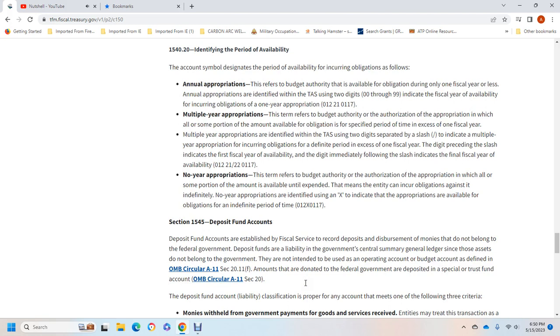with the record deposit and the disbursement of monies that do not belong to the federal government. Deposit for liability with the government, central summary, general ledger, since the assessments do not belong to the government. They are not classified as either an accounting or operating account, nor a budget account defined in Office of Management and Budget Circular A-11. Amounts donated to the federal government are deposited in a special trust fund account defined in Office of Management and Budget Circular A-11.